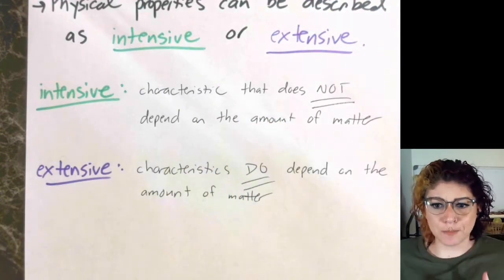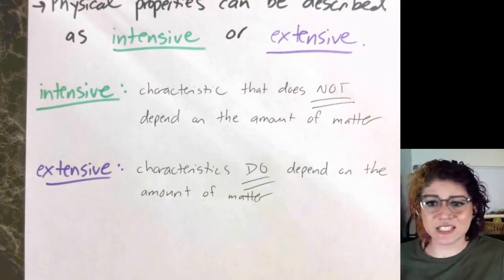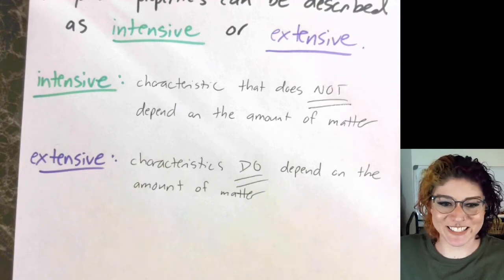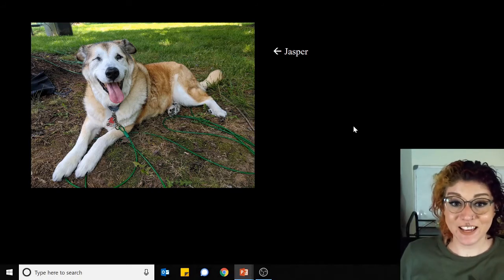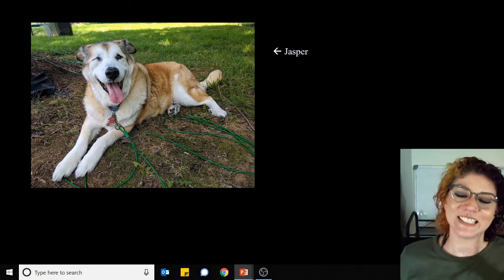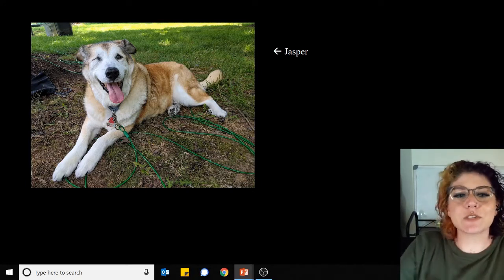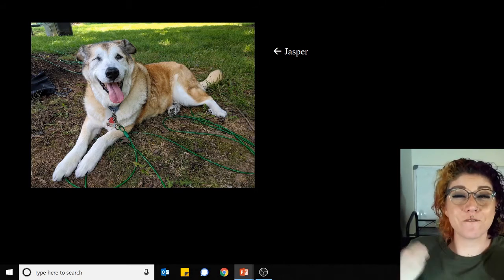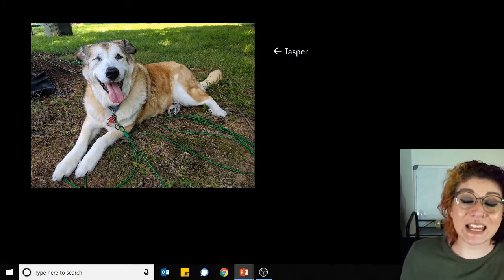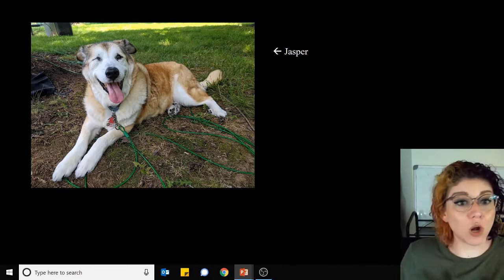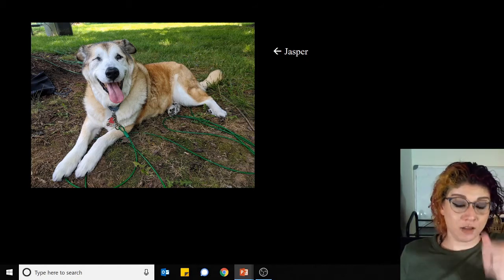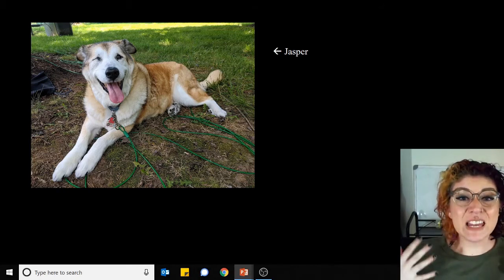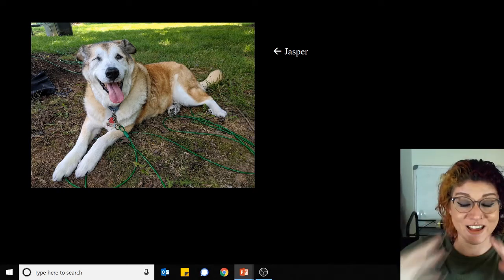Let's work through an example to see the differences in these types of characteristics. And our first example is actually going to be one of my dogs. Let's look at Jasper. He's a pretty big dog, and he's the one with only one eye. So look at this photo for a second and think about how you would describe Jasper using physical characteristics. Look back at that list we just made. Try to describe some of those characteristics. Think about which of those characteristics depend on how much of him there is.